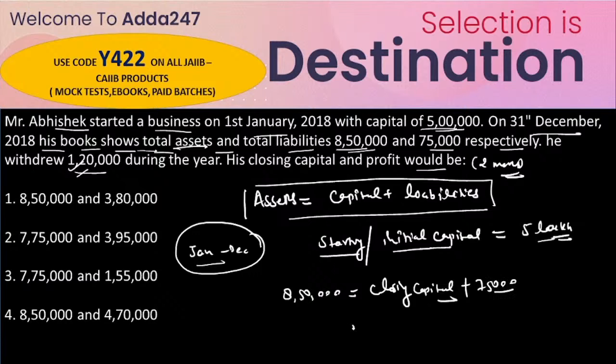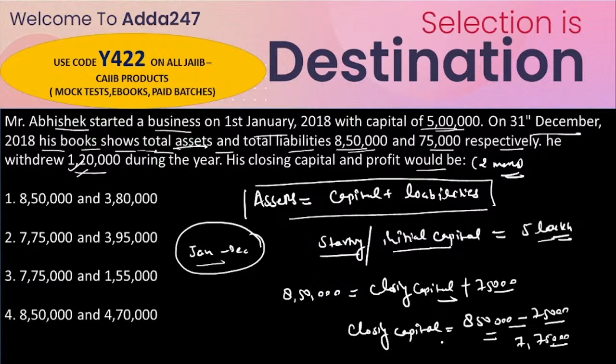From this you can determine closing capital, and that would be 8,50,000 rupees minus 75,000 rupees. Now just solve this, and you will get 7,75,000 rupees. So the closing capital would be 7,75,000 rupees. I hope it is clear for everyone.